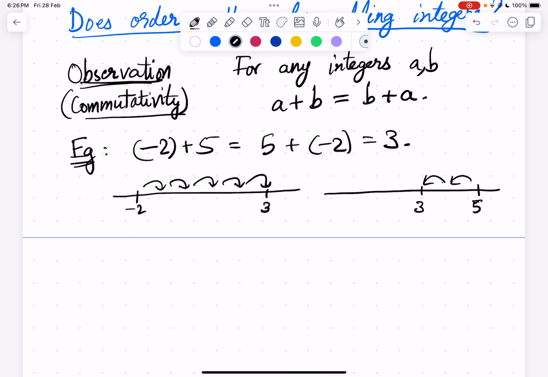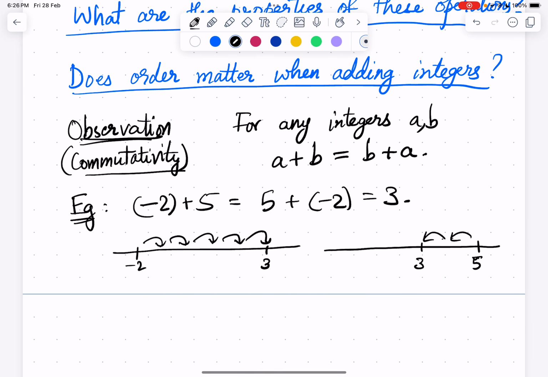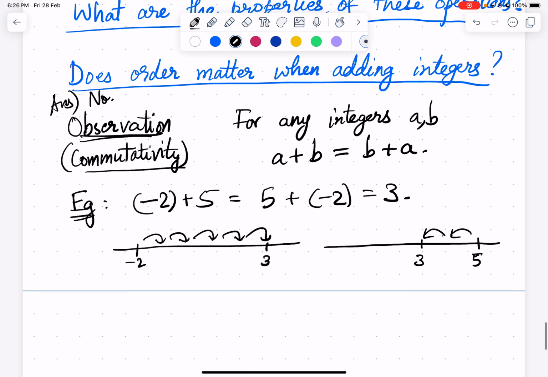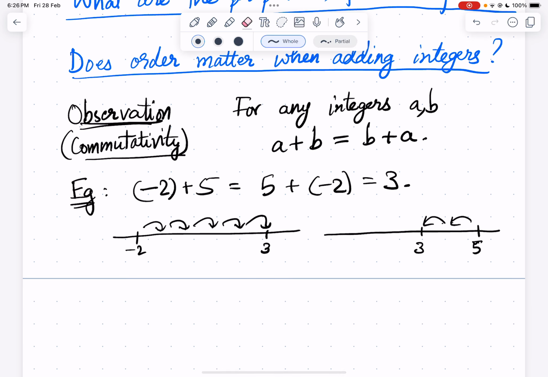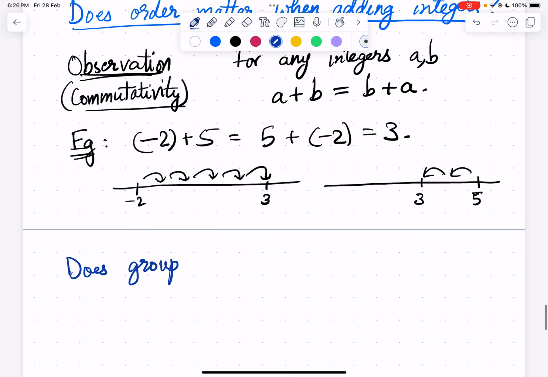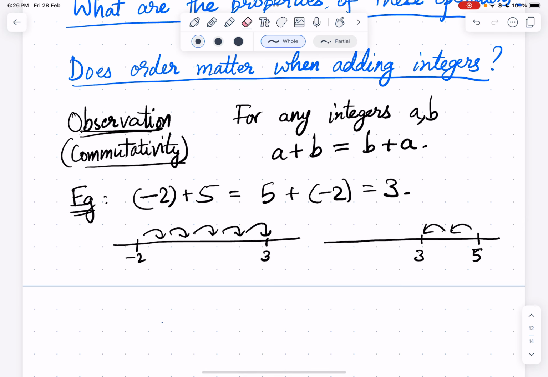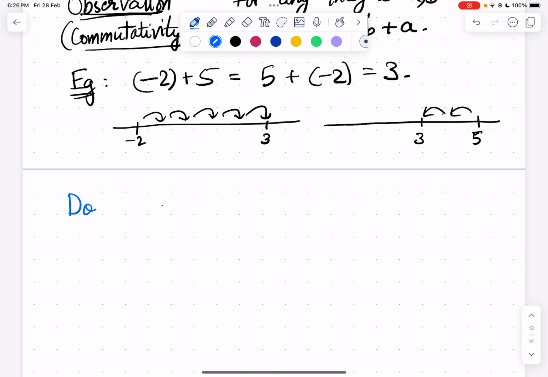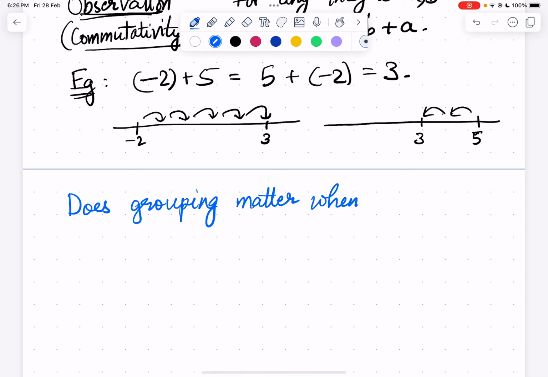Now, so does order matter when adding integers? The answer is no. This is clear from the observation. Order doesn't matter when adding two integers. Then, does grouping matter when adding integers?